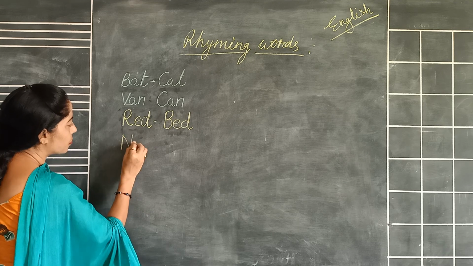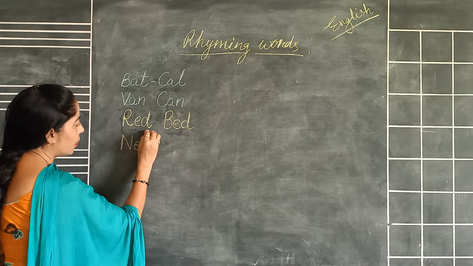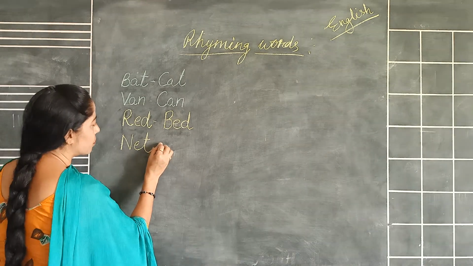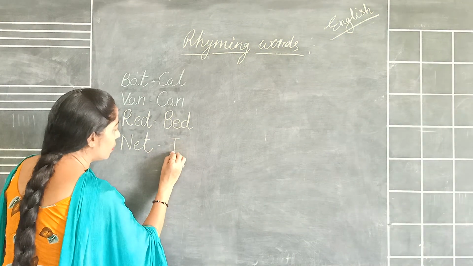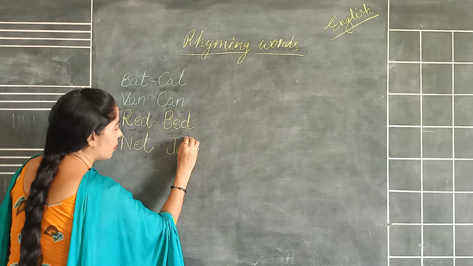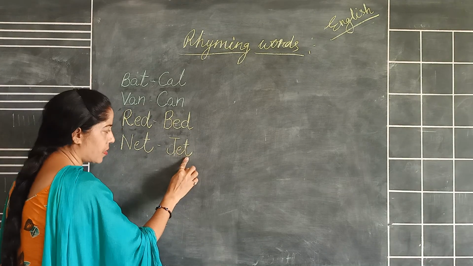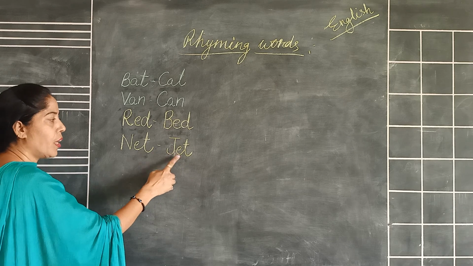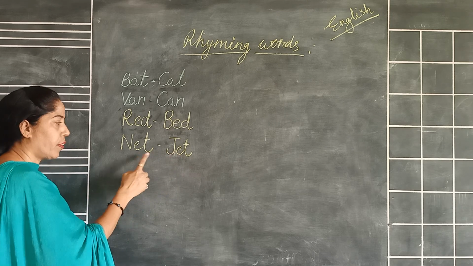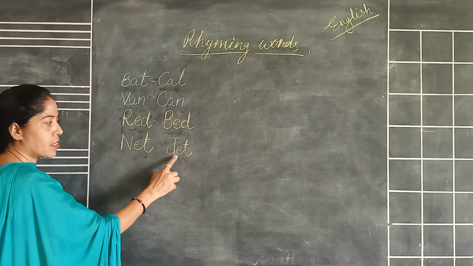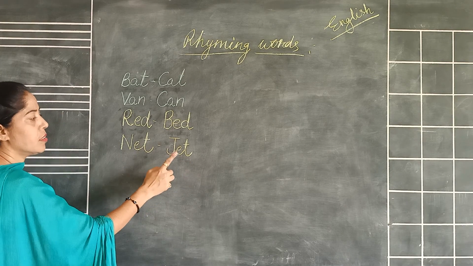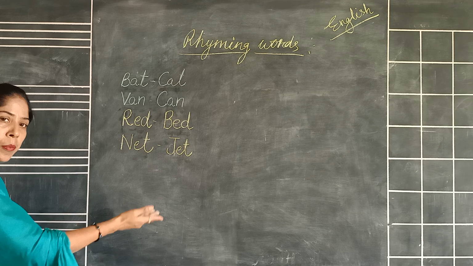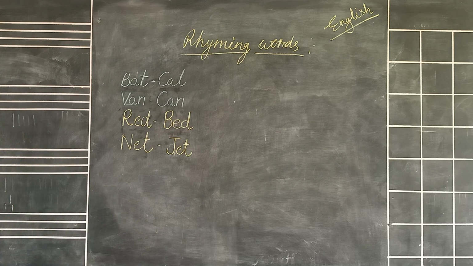N E T, net. J E T, jet. Net, jet. They both are giving the same sound at the end point. Net, jet. Okay. These are rhyming words. Okay.